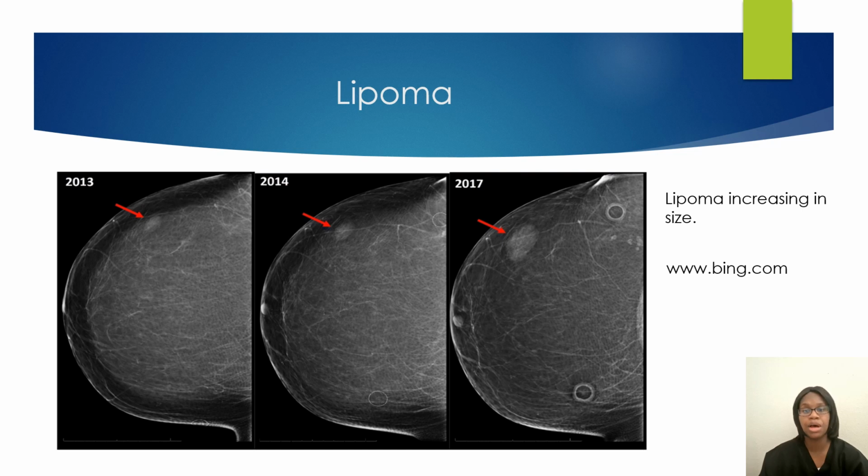An example of a lipoma, you can see from 2013 how it's kind of small. It's almost like a nickel shape, and then you see that it's getting larger in 2014. You see it getting even larger in 2017. It could be like a quarter size now in 2017. You have those round stickers on the breast that are covering up a mole or a skin tag, which is very helpful because if it wasn't, you may think that's some type of pathology as well.